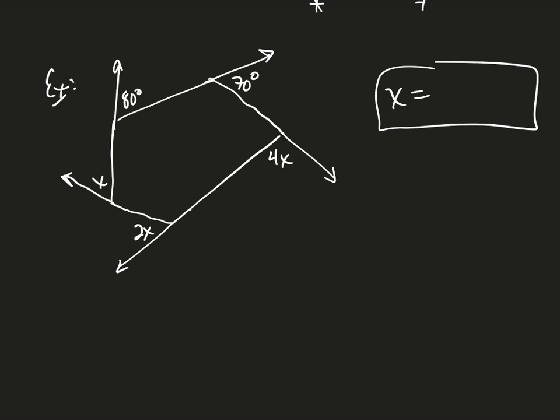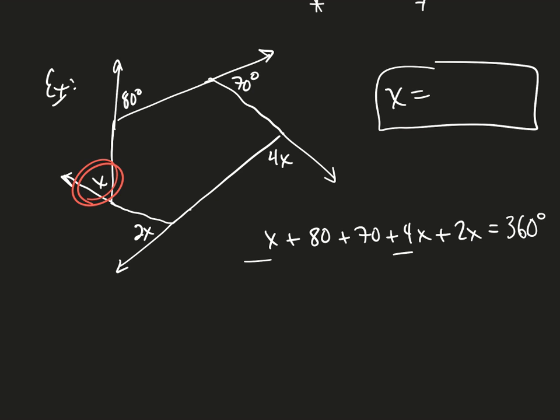And to accomplish that, we just begin at one of the angles. Just for the heck of it, I'm going to start with that one right there. And I'm just going to work myself around. So the first angle, x. The second angle, 80. The third angle, 70, the fourth angle, 4x, and the fifth angle, 2x. And the theorem says that they once again always add up to, no matter how many sides you have, 360. Solve the equation by combining all of the terms with x's.